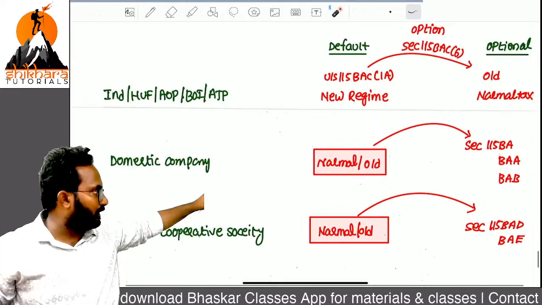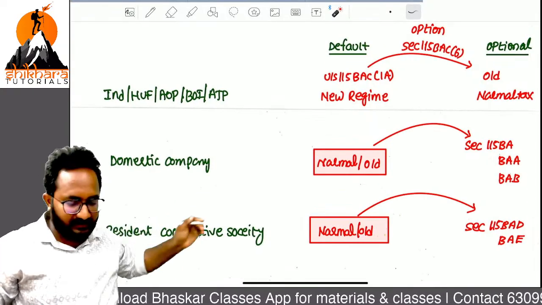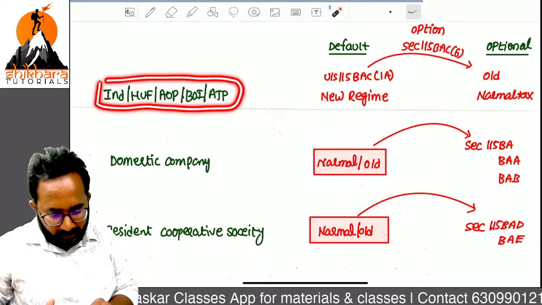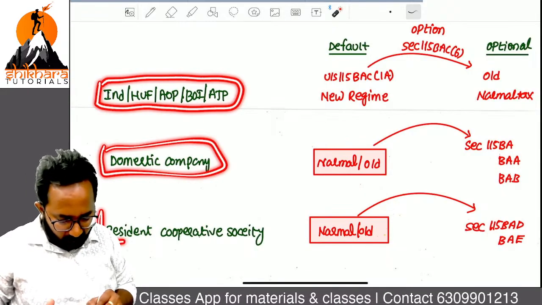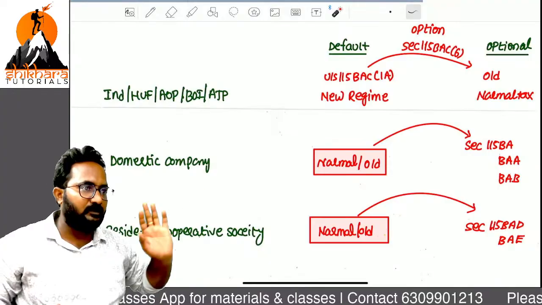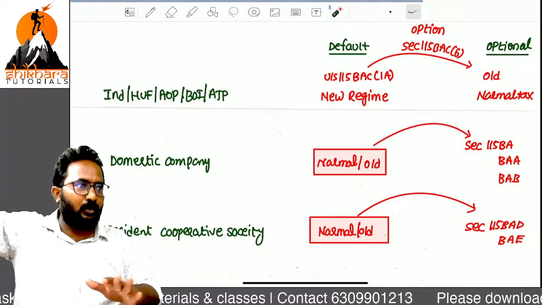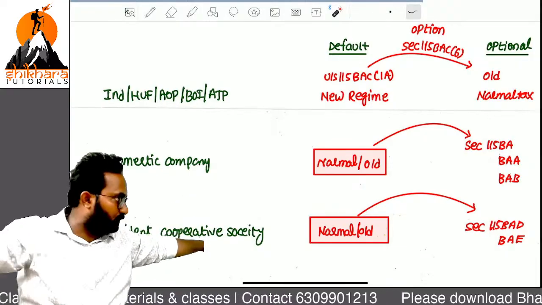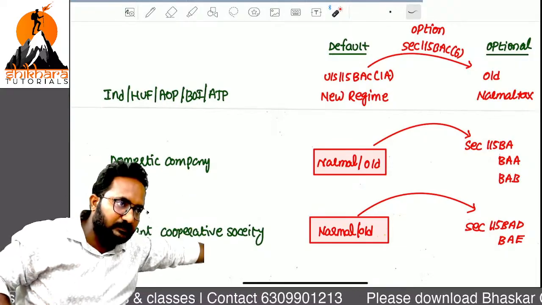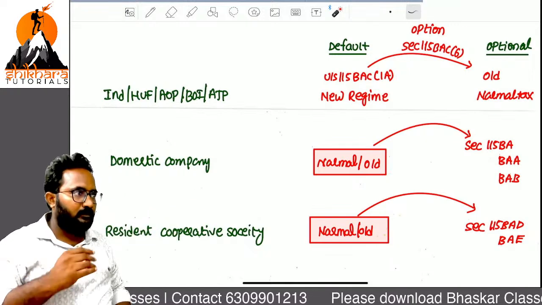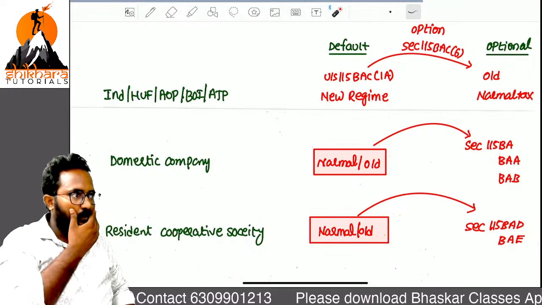Can you tell me for which persons the two regimes are available? Individual, HUF, AOP, BOI, AJP, domestic company. Next one, resident cooperative society. Sir, it is not in our syllabus. Practically also, the optional regimes are given for these three persons only. Yes, you can write it down anywhere. Narasimha, cleared?